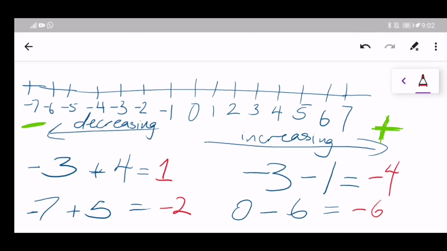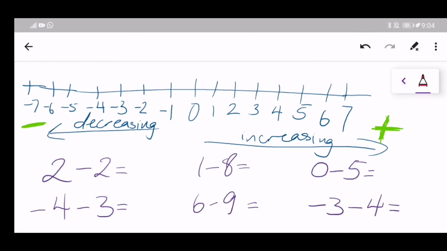I'm going to give you something to try. So let's go. 2 minus 2, we're starting at 2, and we're decreasing. We're going to the left 2 times. 1, 2. So 2 minus 2 is 0. Negative 4 minus 3. We're starting with negative 4, and we're going to the left 3 times. 1, 2, 3. So that will be negative 7. 1 minus 8. We're starting with 1, and we're subtracting, so we're going to the left 8 times. 1, 2, 3, 4, 5, 6, 7, 8. Negative 7.